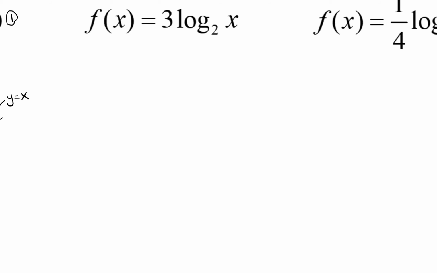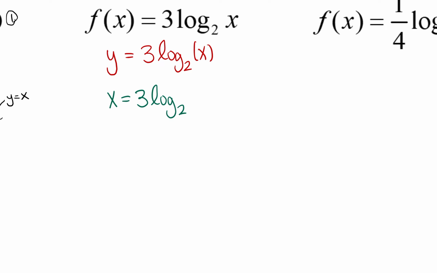For the second example, we have f of x equals 3 times log base 2 of x. My first step is to rewrite f of x to be y. So we have y equals 3 times log base 2 of x. My next step is to then switch x and y. So we have x equals 3 times log base 2 of y. From there, we will then get rid of any addition, subtraction, multiplication, or division outside of the logarithm. Essentially, we want to isolate the logarithm.